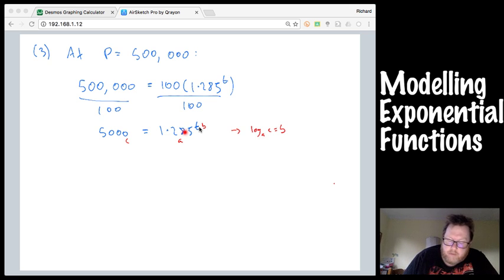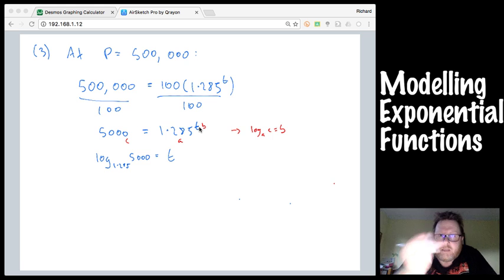So there's a. So I will go log base 1.285. Unusual base, but nevertheless it can be done. And then log base a of c, so there's c, 5,000. Log base 1.285 of 5,000 is equal to t.